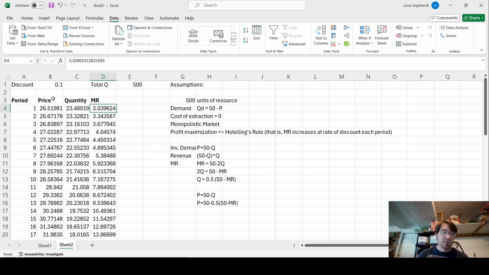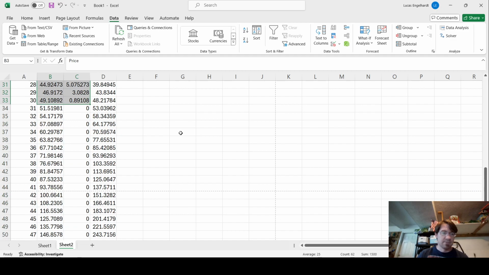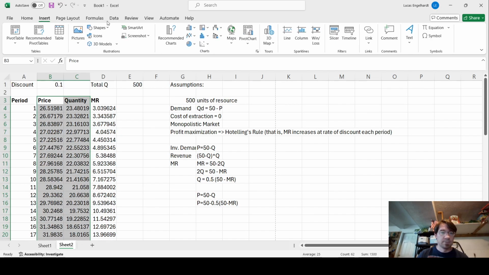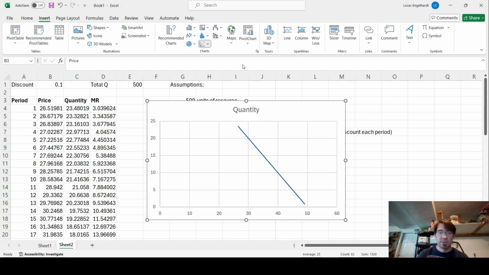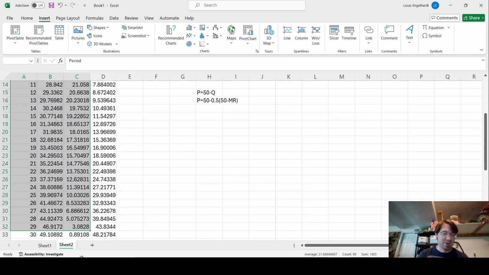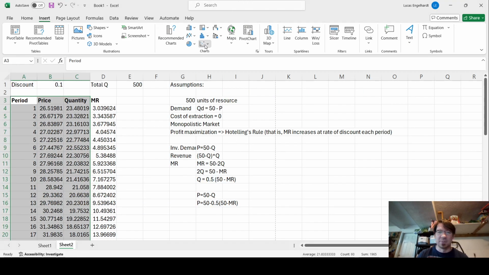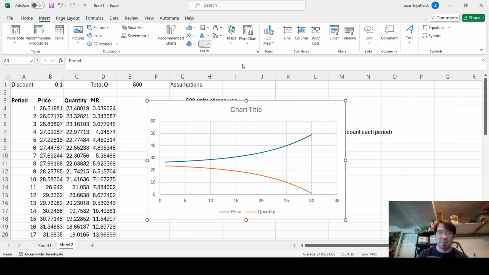Okay. And now let's go ahead and graph it out. We can see what it looks like. Insert that scatter plot. Oh, wait a minute. Okay, now I see the problem. I had not apparently selected the period when I decided to make the scatter plot. There we go. Beautiful.